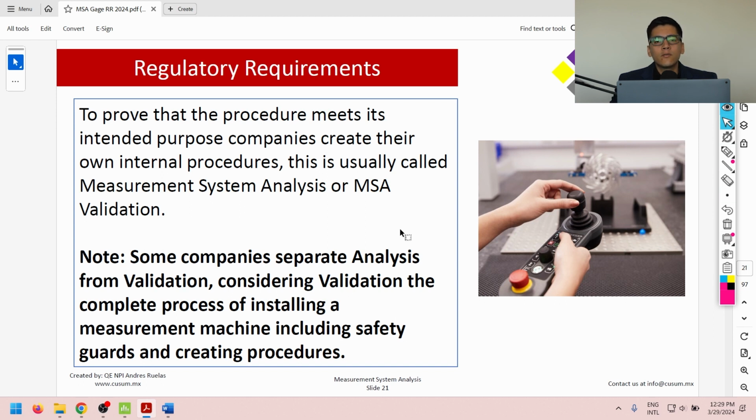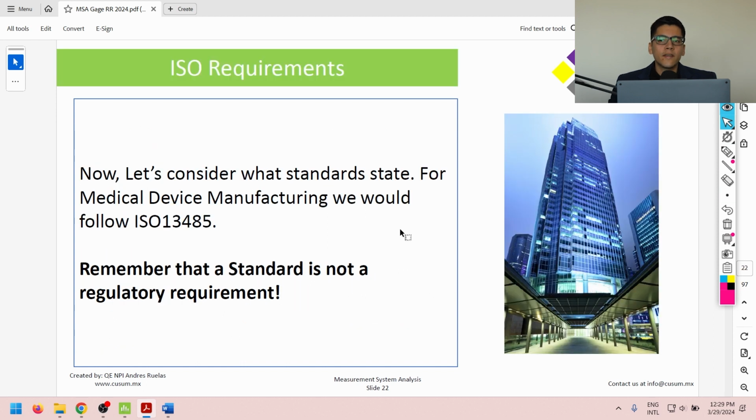It will usually be referred to as the MSA validation or MSA process, measurement system analysis. Please note that some companies will separate analysis from validation, considering validation to be the complete process of installing a measurement machine, including safety guards and creating procedures for the operation of this machine. While other companies might say, well, MSA validation is the full spec where I installed and I did the MSA study. So it depends on the wording used by the company.